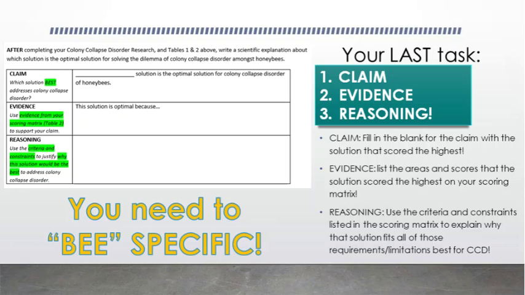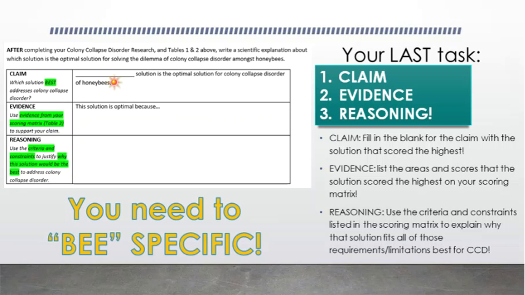So for your claim, we gave you a sentence stem, and we are going to basically just finish this sentence. I'm going to clear green checks. For this claim, it says, which solution best addresses colony collapse disorder? For this one, you just have to tell me from your table 2, you should have totaled them all up at the end, right? Whichever solution has the highest total is the one that best addresses colony collapse disorder.